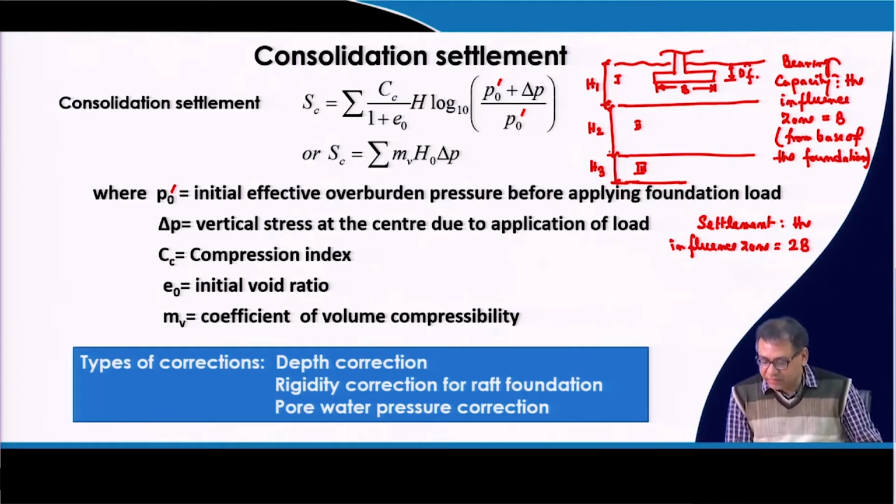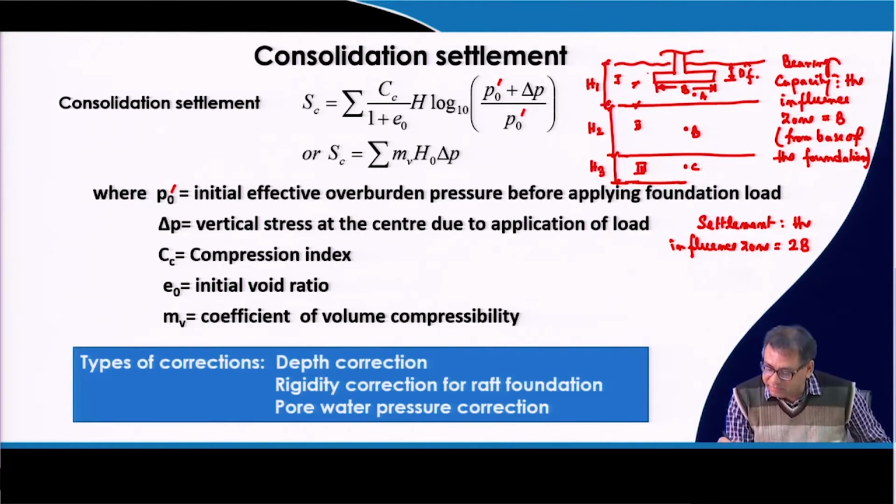So, this is the third layer. What will we do? We will consider one particular point at the middle of each layer below the foundation. So, this is point A, this is point B, this is point C. Point A is the middle of this thickness.